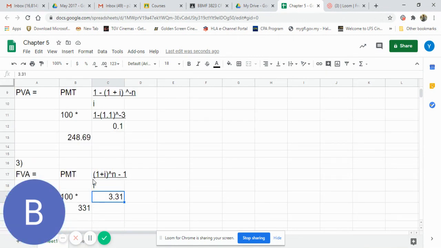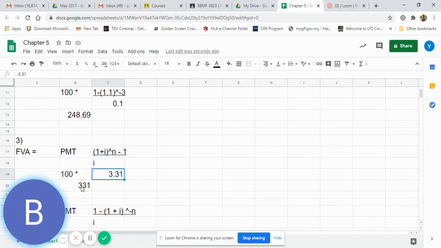So if you just look at both 2 and 3, the amount you paid is the same, right? 100, 100, 100. All right, you paid 300. But the value today is only 248.69. The amount you paid is 300 ringgit, but the worth today is only 248.69. And if you calculate the same 300 ringgit, in future the value is 331. All right, so that's the difference between present value and future value.